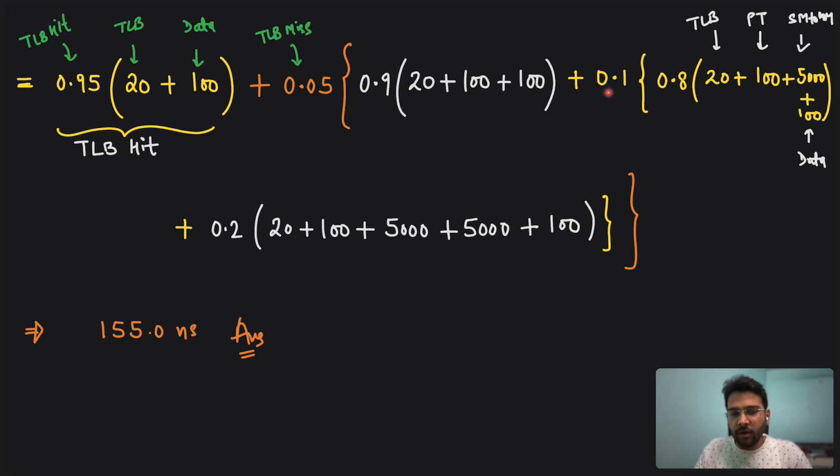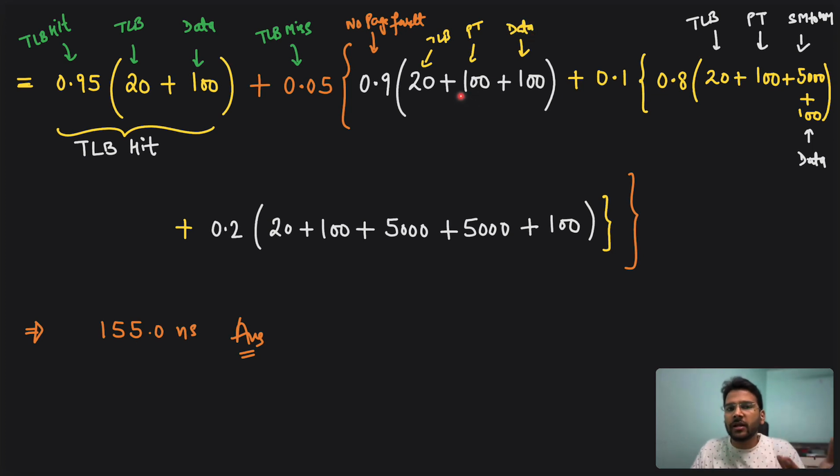So for 0.1, you have to do certain tasks. That means the page fault rate is 0.1, which means for 0.9 there is no page fault. Simple. So I can write here that there is no page fault. Let me use another color. Here I can say no page fault. If there is no page fault, definitely TLB lookup, page table lookup, and then the data.